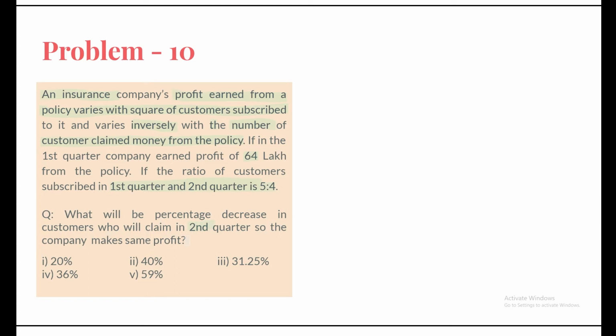So the question says the profit is proportional to the square of customers subscribed to the policy and inversely proportional to the number of customers claiming the money from the policy. Now to make the profit same, we need to find a way how the ratios will become same for the first and second quarter. So before going to the solution part, let's look at the terms related to the financial awareness.